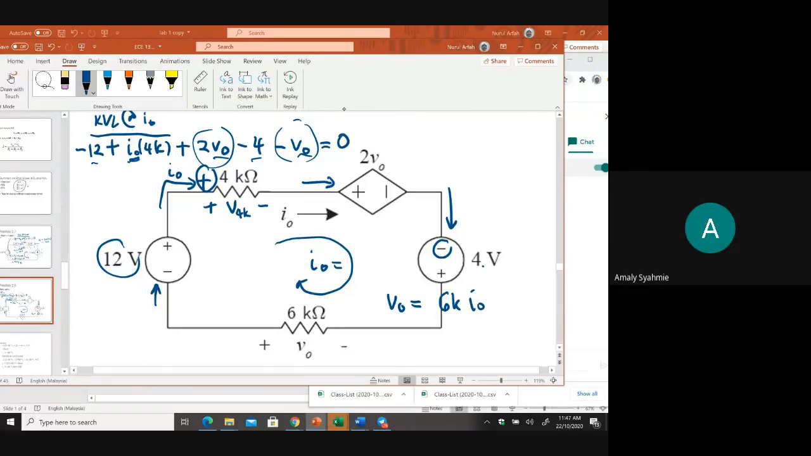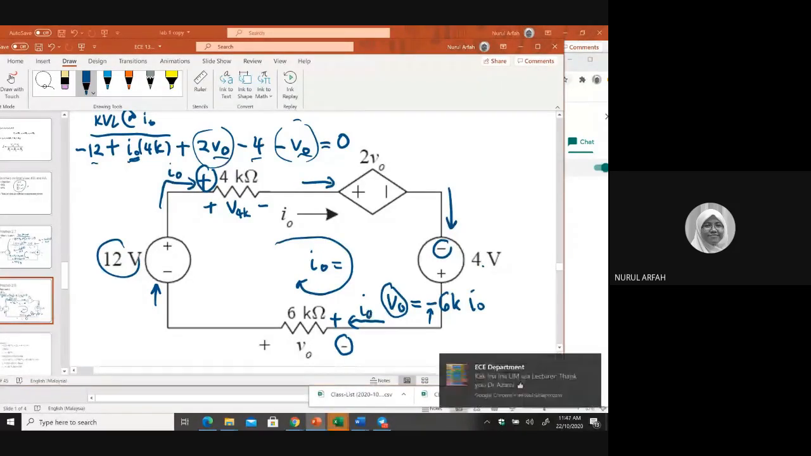Negative. Positive? Why positive? Yes, I think because you follow this one, right? Positive here. Since we want to find V naught, and we enter the negative side first, that's why you have a negative here. Negative 6K into I naught. So you have this. You can substitute into the equation.